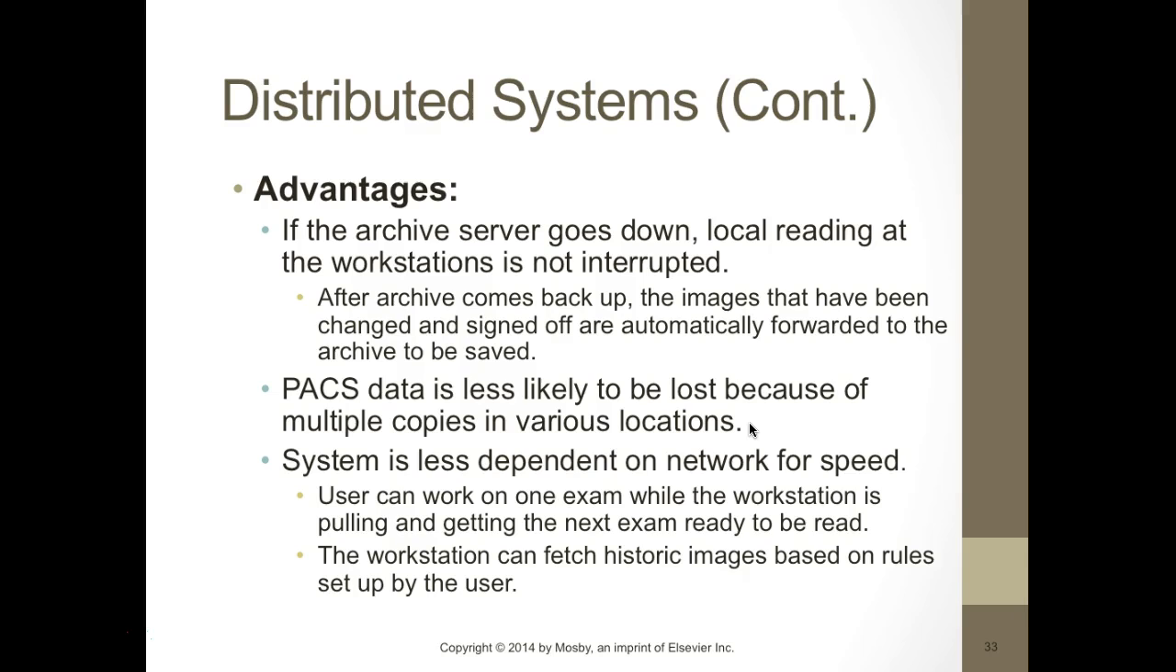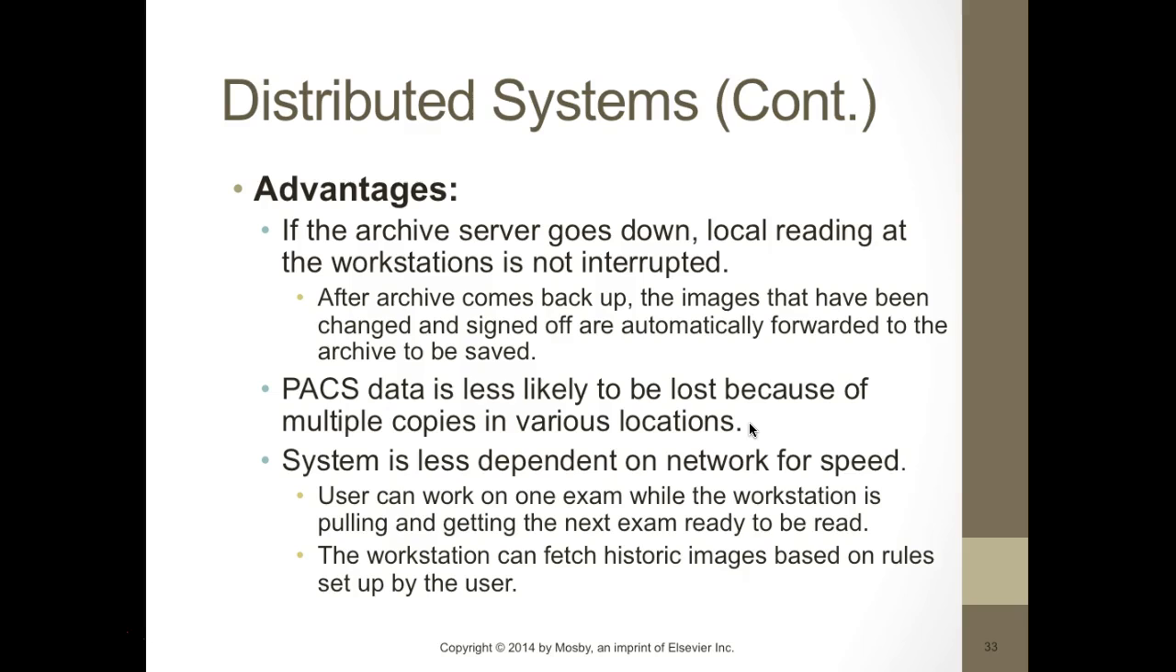So the advantages of a distributed system is if the archive server goes down, local reading at the workstations is not interrupted, which is nice, but we're going to learn that some of the workstations don't have the image quality. So after the archive comes back up, the images that have been changed and signed off are automatically forwarded to the archive server, which is really nice. The problem is it could be a day or two, so they're kind of stuck in a queue. So that was kind of a problem.